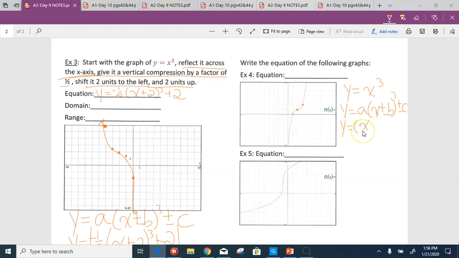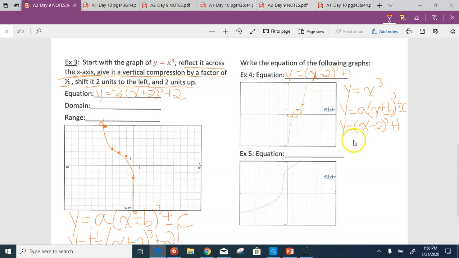Now we have x. I can see that normally the graph crosses at the origin, but it's been shifted over 2 units to the right. That's going to be a -2 inside my parentheses. So from here, it went 2 to the right, and then it went 1 unit up. That's +1. So my equation is y equals x minus 2 to the 3rd power plus 1. That's an x right there. All right, now let's try the next one.